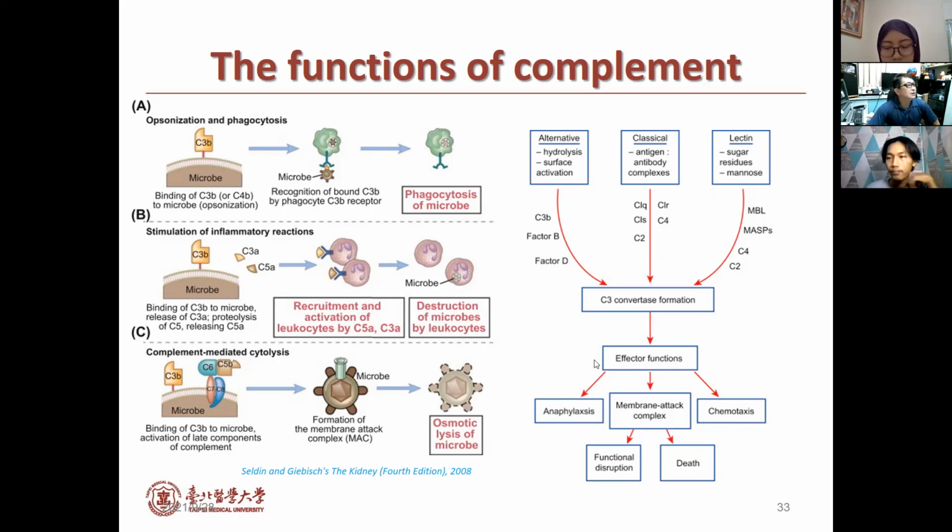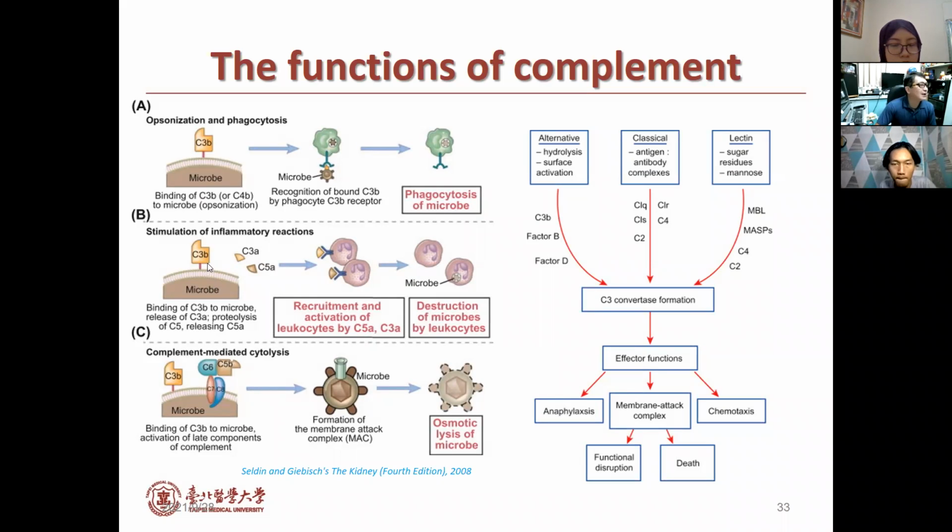You can see that, for example, that's a macrophage, right? And the C3b fragment will bind to my antibody here. This is an antibody, which will recognize the microbe, the antigen. So those coverings of complements will help the macrophage to eat them. So that will assist phagocytosis. That's the first function here.